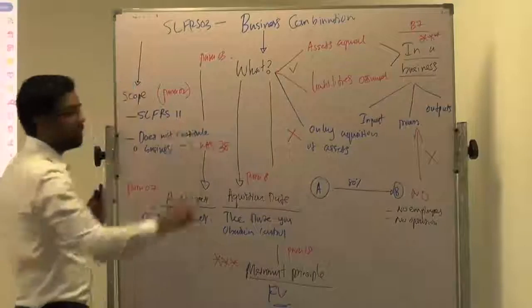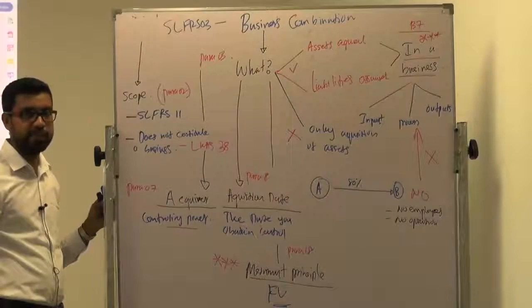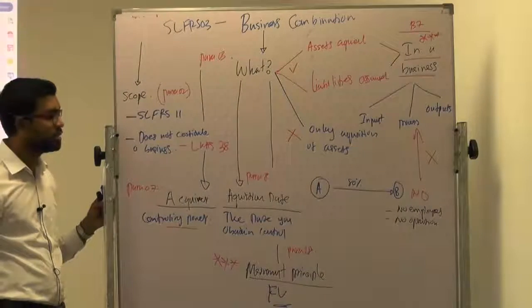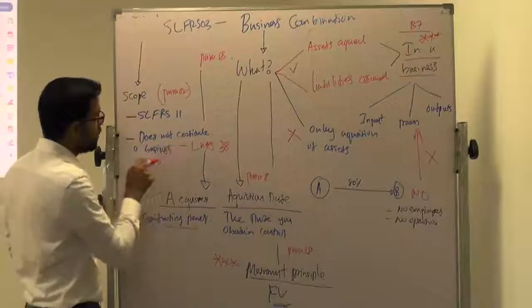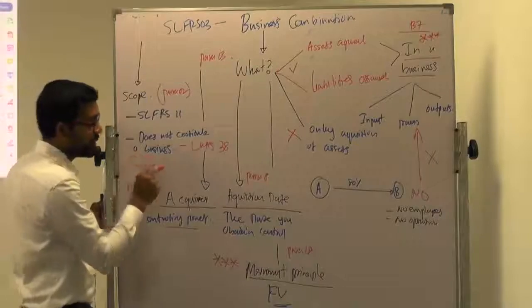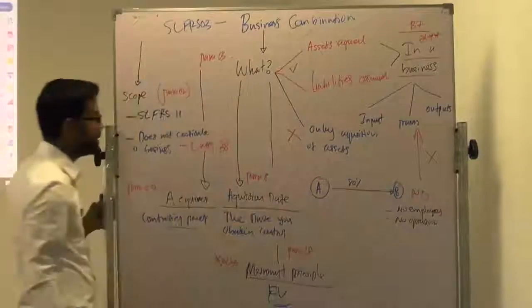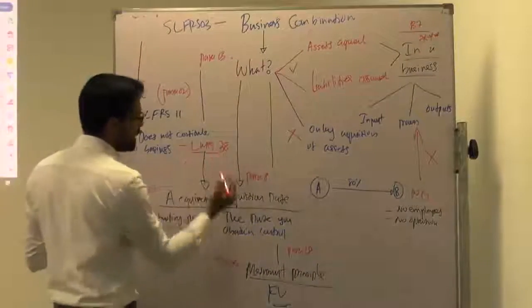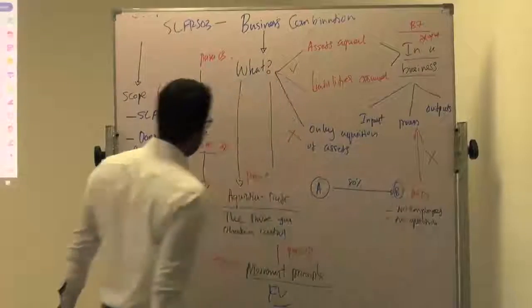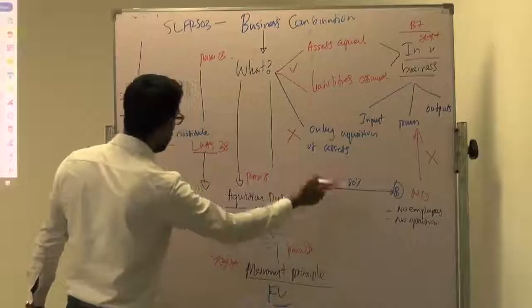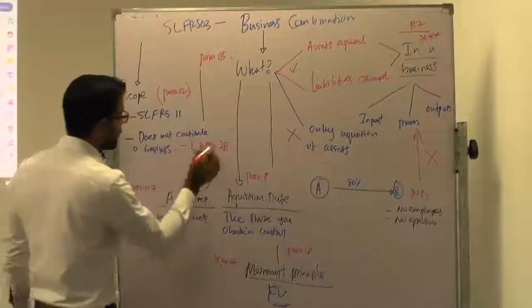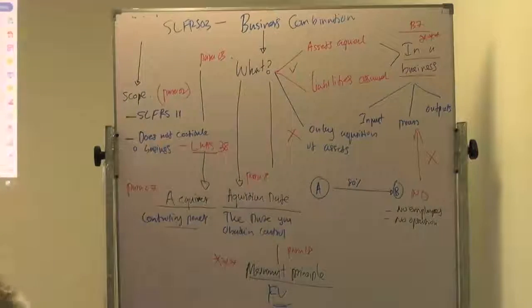SLFRS 11 will not apply to this standard. Why? It's a joint control, not a business combination. Here it does not apply because it is not a business. Similarly LKAS 38: let's say this company is only a brand name, with no operation and no employees. If you acquire 80% of it with only the brand name, there is no business. Therefore you can't apply this standard.